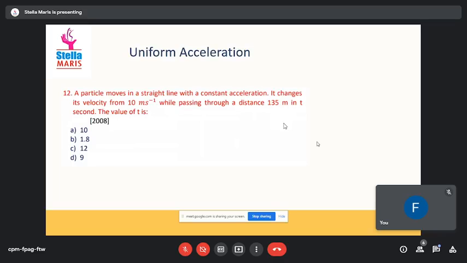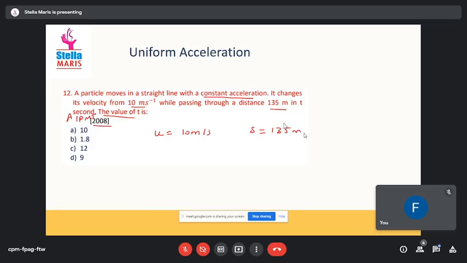This first question was asked in AIPMT, now NEET, All India Pre-Medical Test 2008. They're asking: a particle moves in a straight line with a constant acceleration. It changes its velocity from 10 meter per second while passing through a distance of 135 meter in t seconds. The value of t is? Here they have given u, the initial velocity, as 10 meter per second, and the distance s is equal to 135 meters. They are asking the value of t.